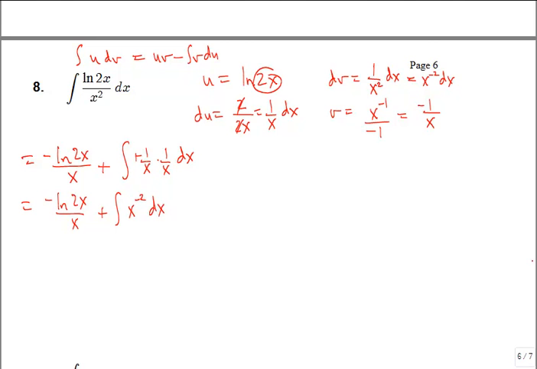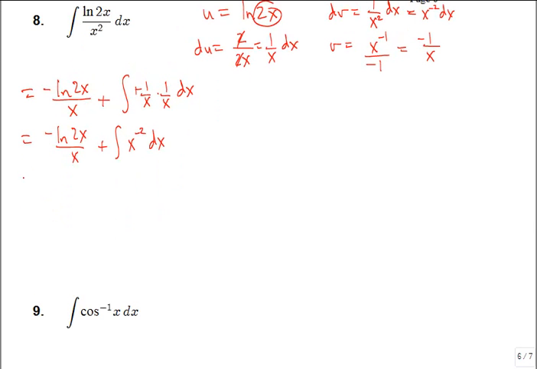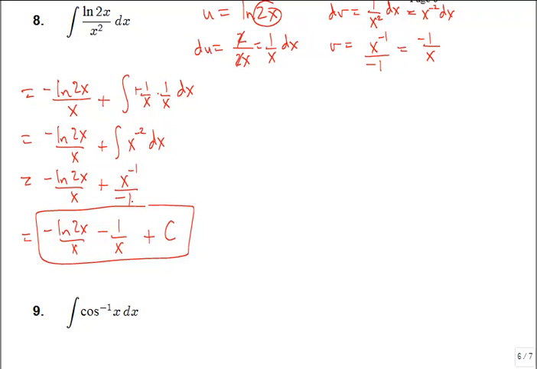I'm going to rewrite it as a power rule just to make the integration piece easier. So this is something I can integrate because it's just a power rule. I'm going to add 1 to the power, which makes it a negative 1, and divide by the new power. If you want, just to make it look nicer, you can make this become minus 1 over x, and then put our plus c on the end. And there is our answer.